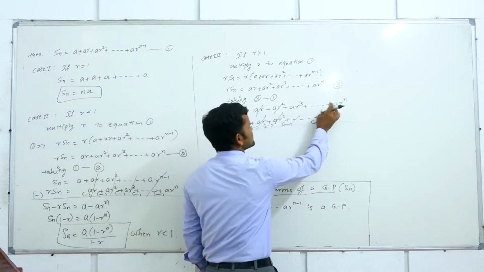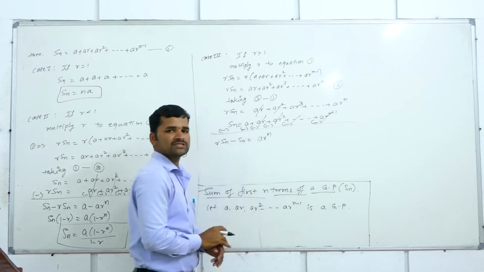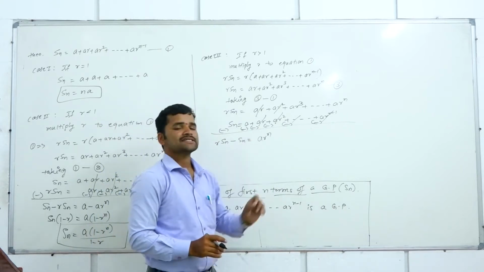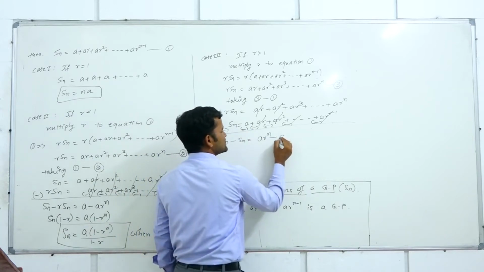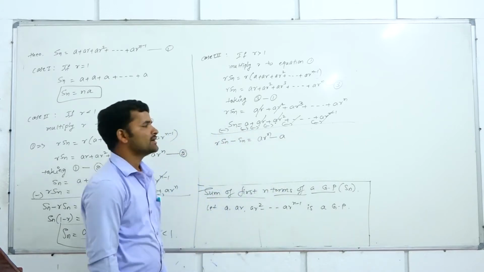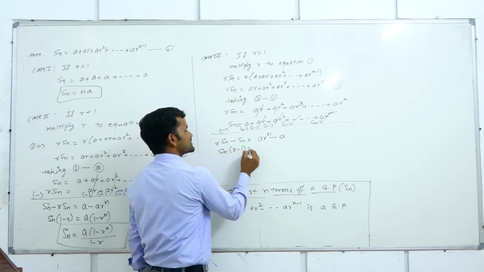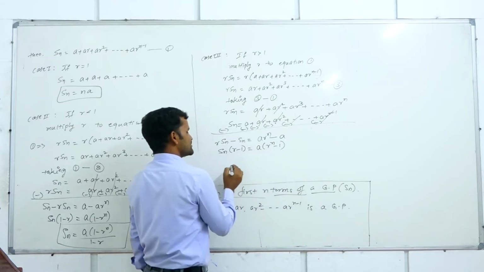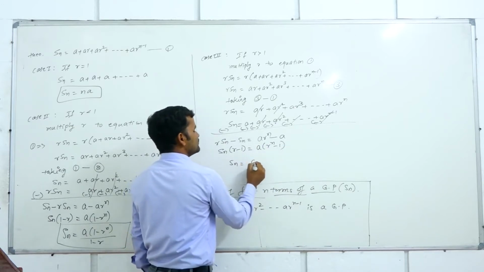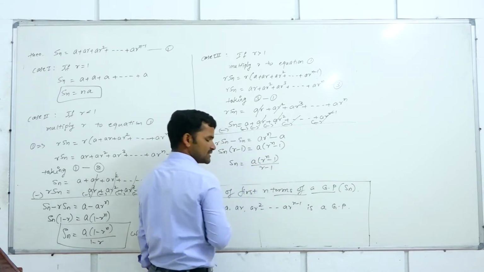In the first series, what is left out? a into r to the power of n is left. And what about the second series? In the second series, a is remaining, that is minus a as it is. Sn is common on the left hand side. Sn into r minus 1 is equal to, here a is common, r to the n minus 1. Sn is equal to a into r to the n minus 1 by r minus 1.